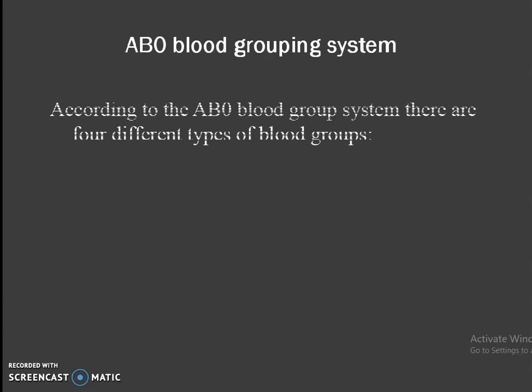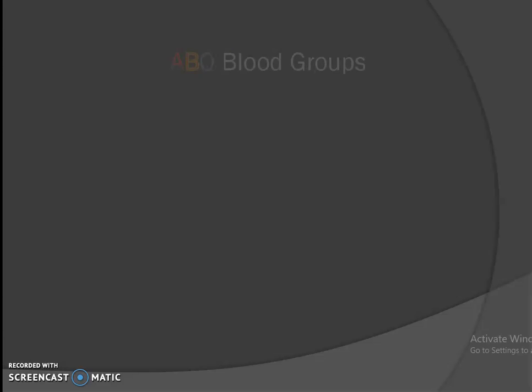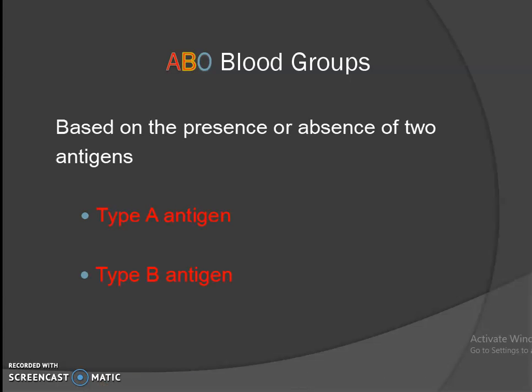ABO blood grouping system. According to the ABO blood group system, there are 4 types of blood groups: blood group A, B, AB and O. Again, there are A positive, A negative, B positive, B negative, AB positive and AB negative, and O positive as well as O negative. So these are the different types of blood groups.